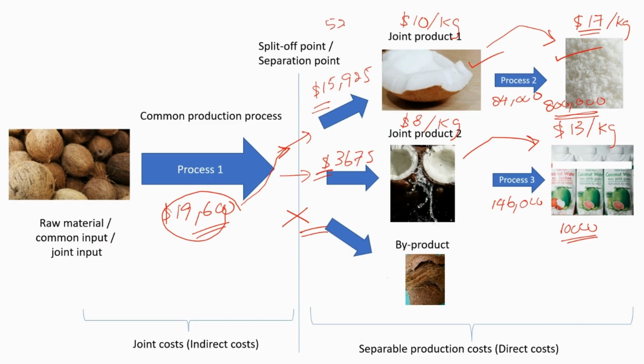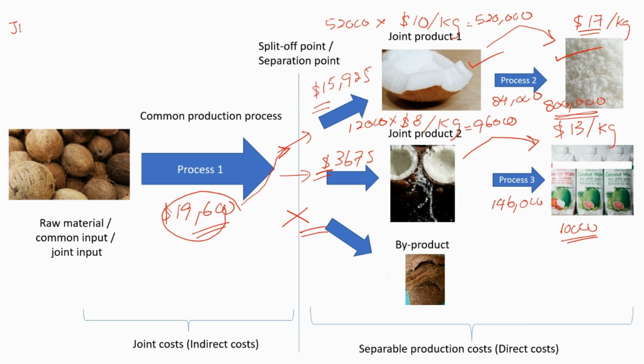So 52,000 multiplied by 10, which is equal to $520,000. For joint product 2, 12,000 kilograms multiplied by 8, which is equal to $96,000. Now we have to compare and see whether to further process joint product 1 and joint product 2.